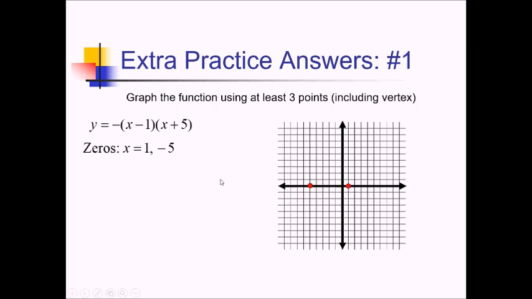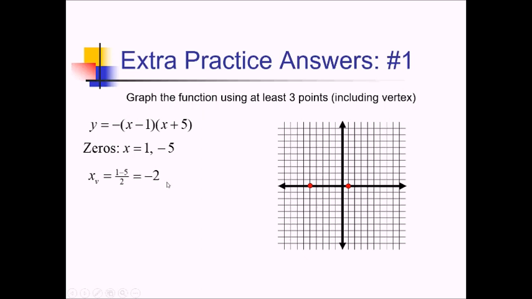We just need one more point, and it's going to be the vertex. To find that, we just average the zeros together to get the x value of the vertex. So that's 1 plus -5, or 1 minus 5 over 2. That's -4 over 2, which is -2. So that's the x value of the vertex.